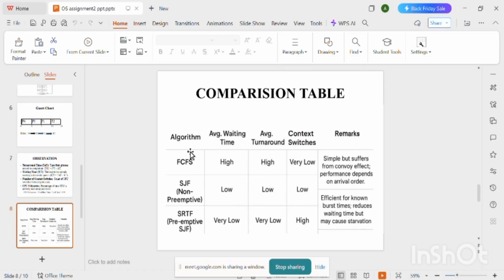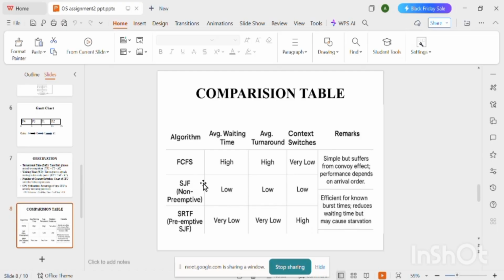Comparison. The algorithms are first come first serve, shortest job first, and SRTF, shortest remaining time first. First come first serve has high waiting time and high turnaround time, with very few context switches. It is simple but suffers from the convoy effect, and depends on the arrival order.